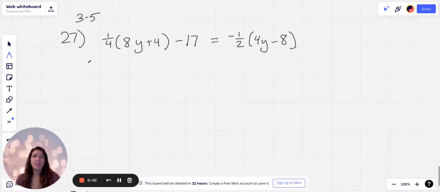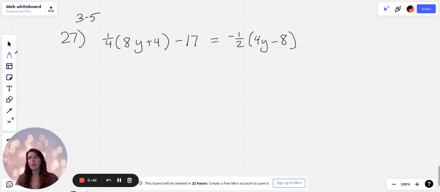Okay, hi everyone. So I am going to do number 27 in 3.5. Ironically, or I guess it was planned by the publishing company, 27 in 3.6 is the exact same problem. But we're going to do them two different ways. In 3.5, we distribute, and then 3.6 is where we clear the fractions.